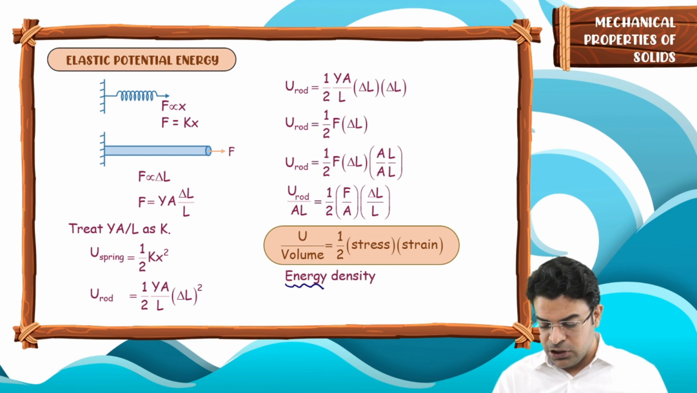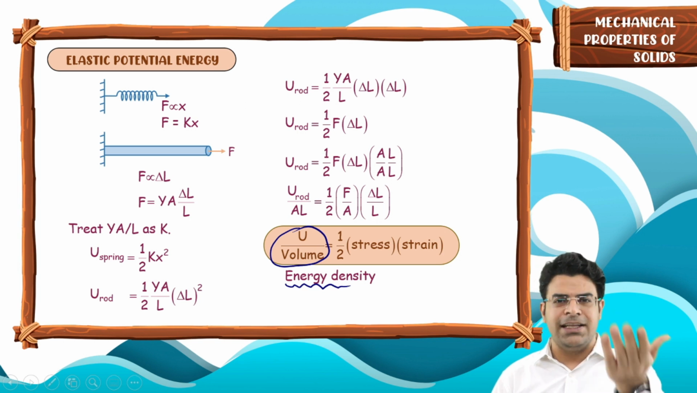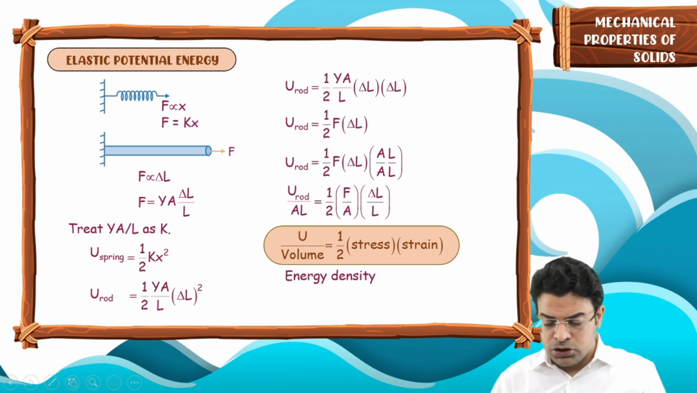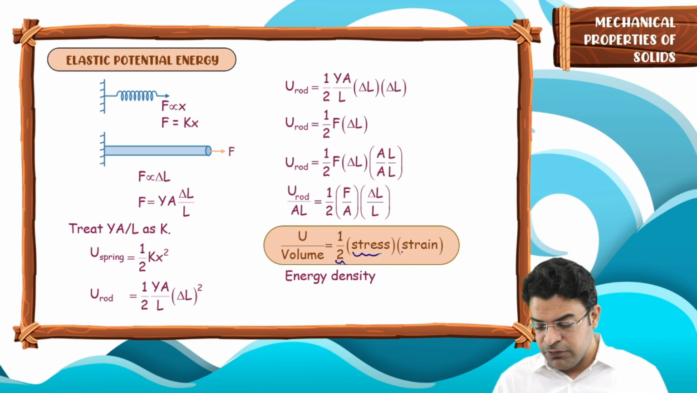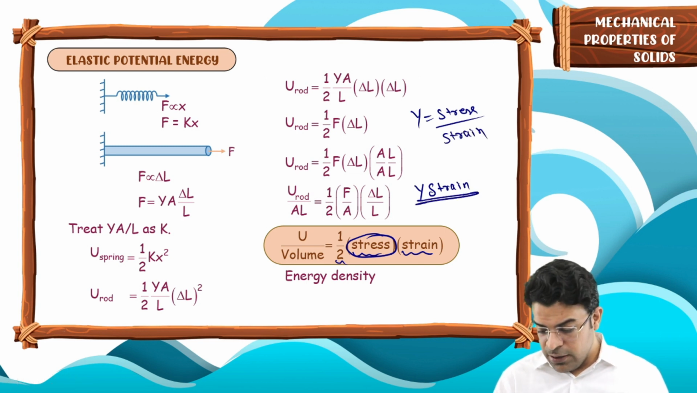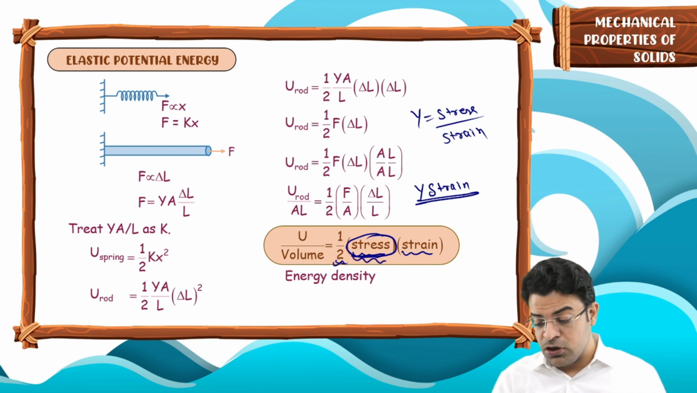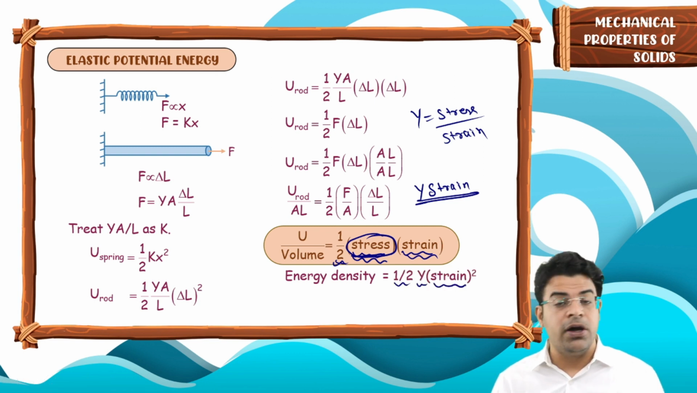Remember that this elastic potential energy per unit volume, which is also called energy density, can also be written differently. In place of stress, you can write Young's modulus into strain. Sir, how? Beta, Young's modulus equals stress upon strain, so stress can be written as Young's modulus into strain. If you substitute that, you get half into Young's modulus into strain into strain, which gives half into Young's modulus into strain square.